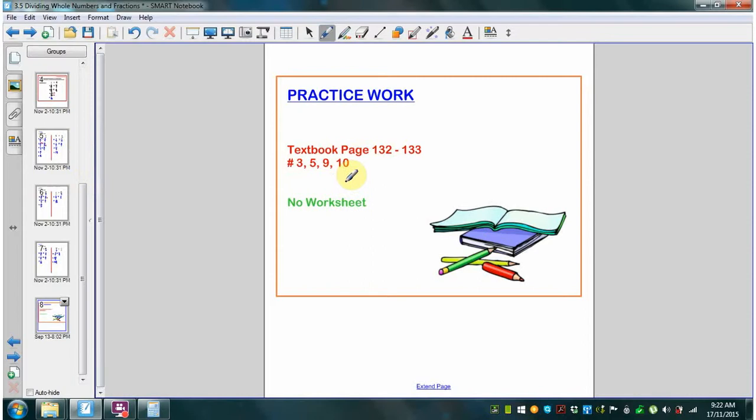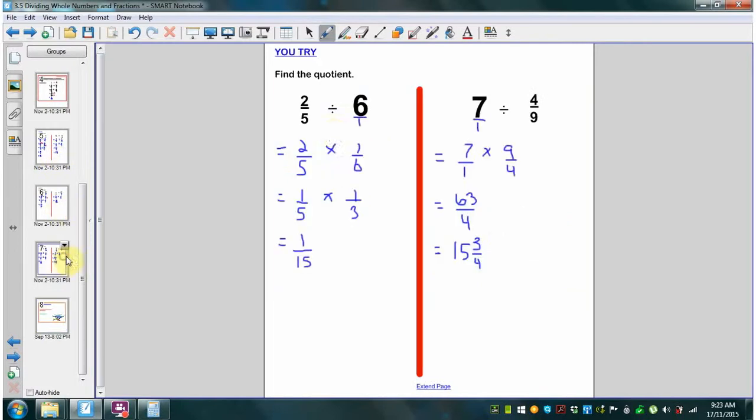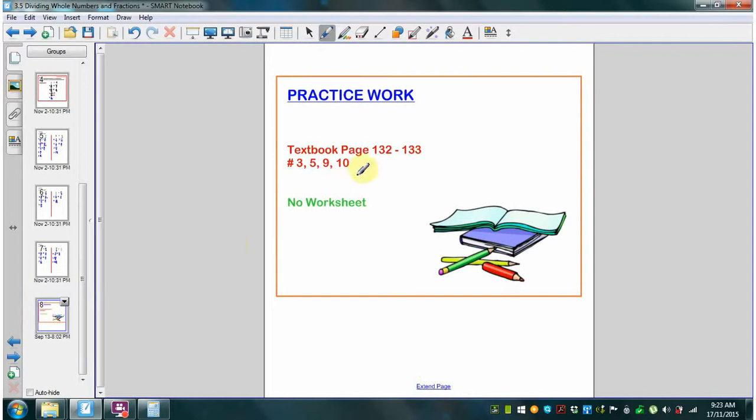Okay? So when you answer these questions, if the instructions ask you to use these different methods, you don't have to use them. You can use these methods that we've done here, just the keep, change, flip. Okay? I hope that's clear. If not, make sure you ask me to clarify. All right, good luck with the practice work, and I'll see you next class.